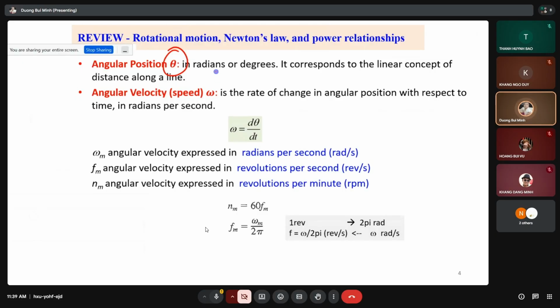And the unit is radians or degrees. After that, we can calculate the angular velocity. This is the first derivative of theta with respect to time. So theta is in radians and the time is in seconds, so the unit of angular velocity is radians per second. And we know omega is 2 pi f. You can get angular velocity.